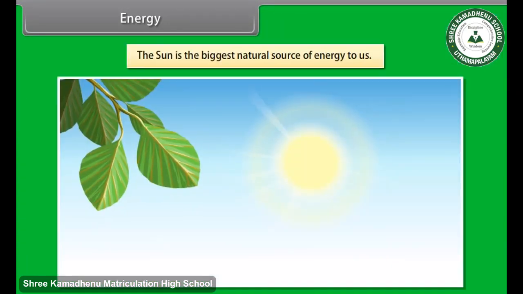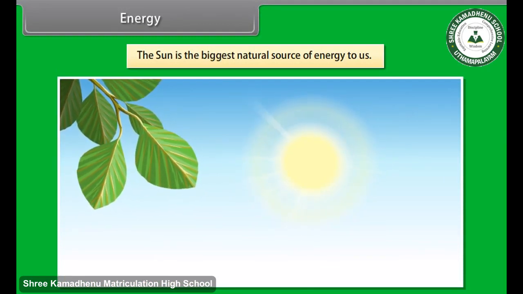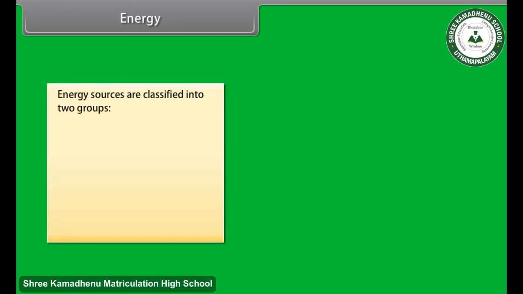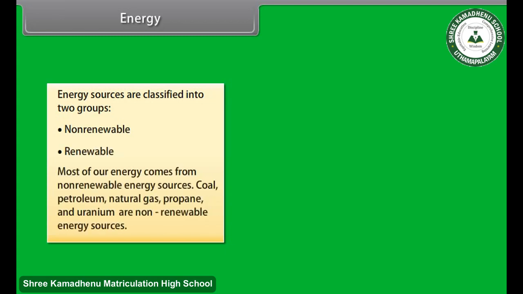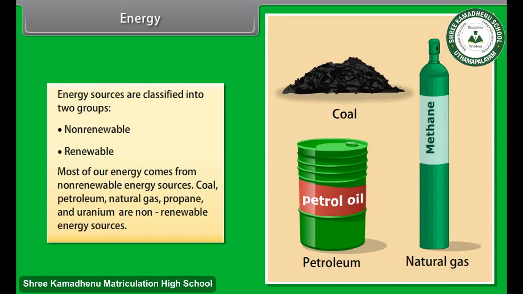The sun is the biggest natural source of energy to us. Many of our energy sources are derived from the sun. Energy sources are classified into two groups: non-renewable and renewable. Most of our energy comes from non-renewable energy sources: coal, petroleum, natural gas, propane, and uranium are non-renewable energy sources.